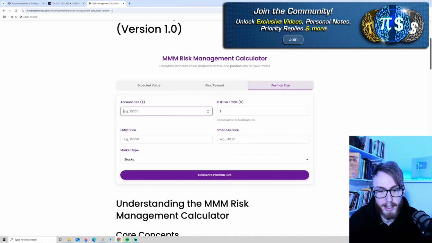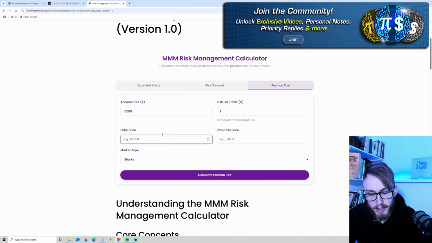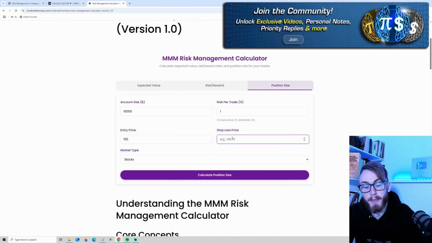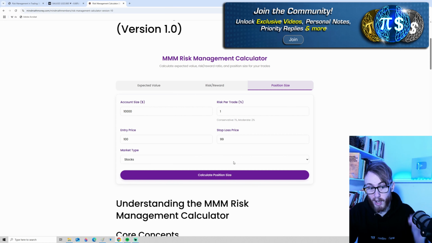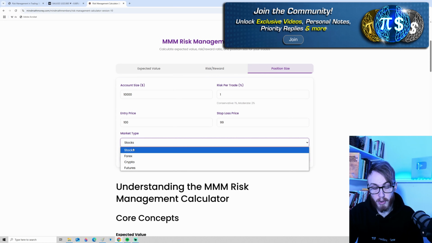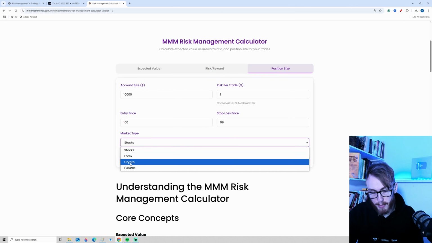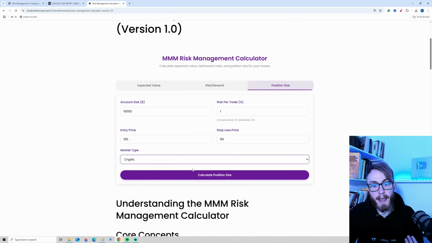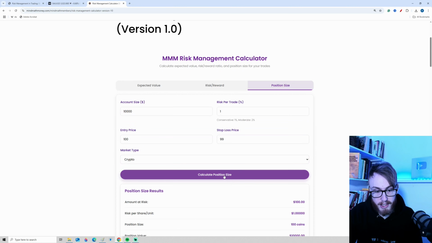And as for our account size, let's say we have an account size of $10,000. And to make this a super simple example, let's say that we enter at $100 and we have a stop loss at $99. So the stop loss is $1 down. You can also choose your market. Let's just, for example, say we choose crypto right here and make our calculation.